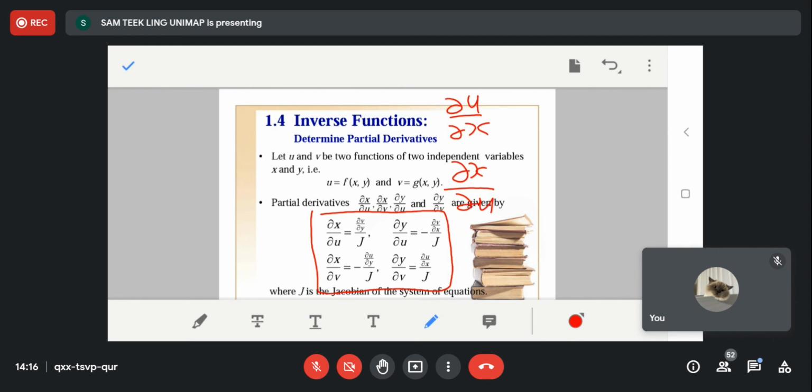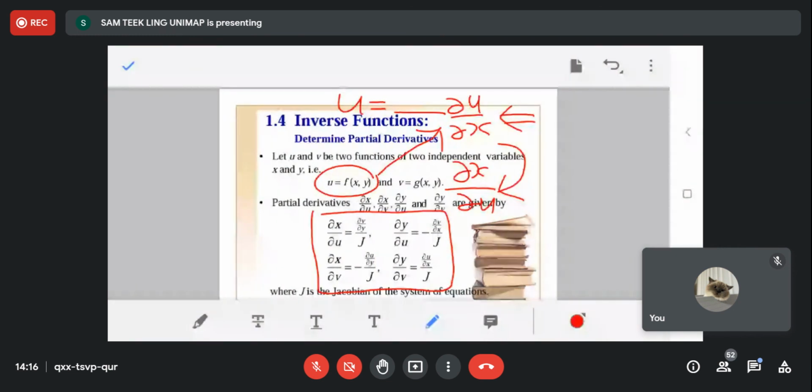So if the question gives u equal f(x,y), like this one, you can find this directly. Del u, del x is no problem. You can directly differentiate u with respect to x. But for the inverse function, this one is the inverse function. You cannot do it directly.